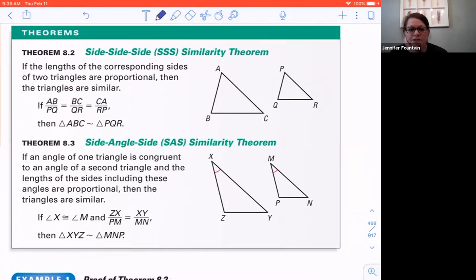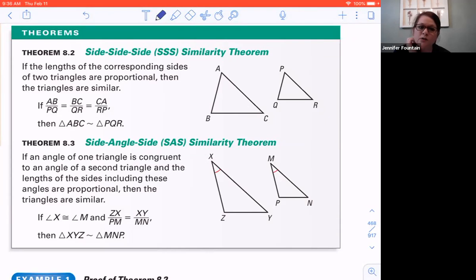Again, we said sides are proportional. And if all three sides are proportional, then I can use side, side, side similarity. Remember, right now we're talking about proportionality. We are not talking about congruence when I'm talking about sides. My sides do not have to be the same measures to give side, side, side. My sides just have to be proportional.